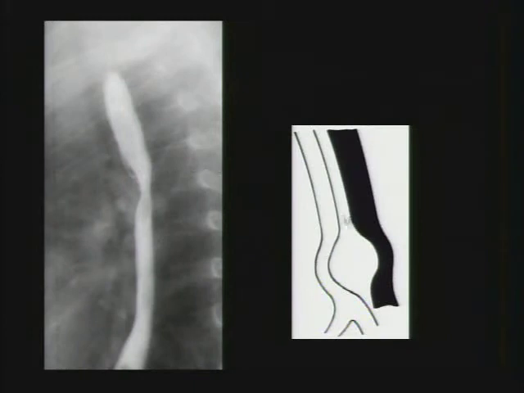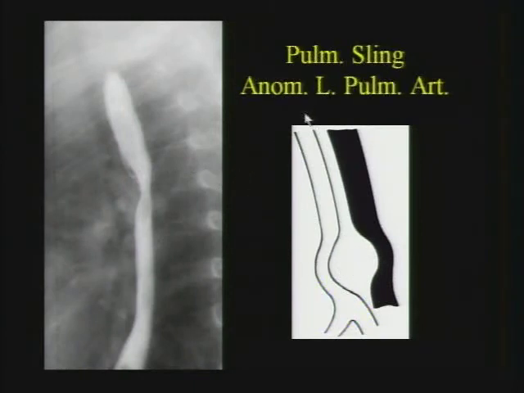Now here's something a little bit different. Notice here's the trachea, here's the esophagus, and instead of a posterior impression, there's something in between the trachea and the esophagus. Here on a schematic diagram, you can see what it is. So this is known as a pulmonary sling or an anomalous left pulmonary artery.